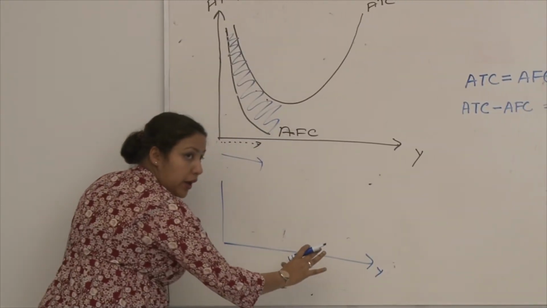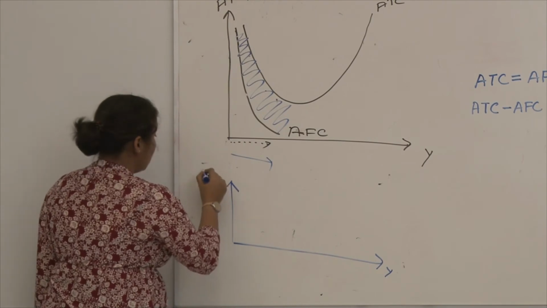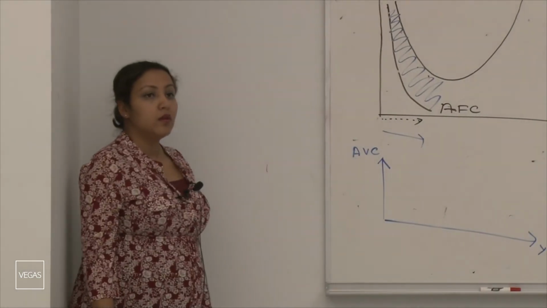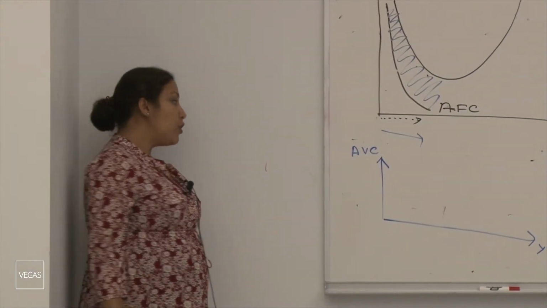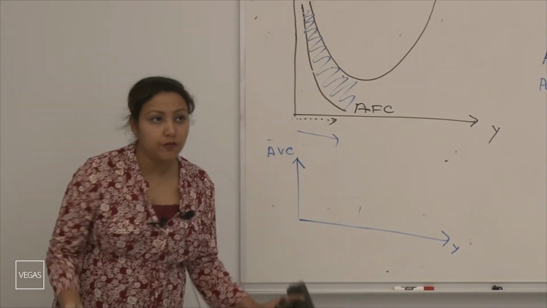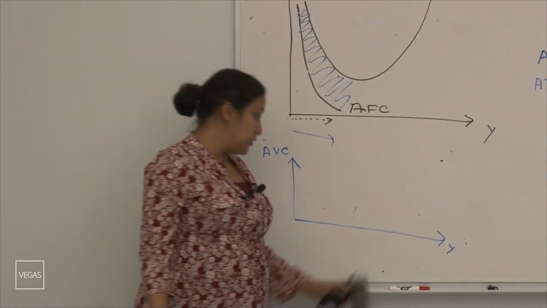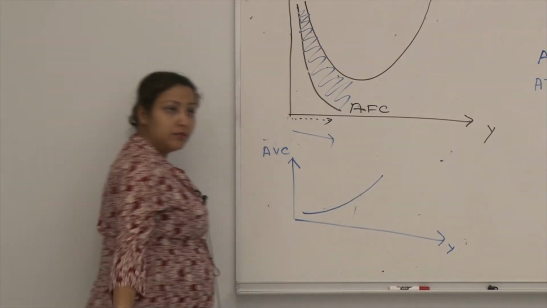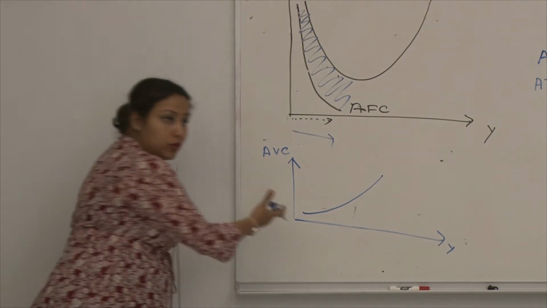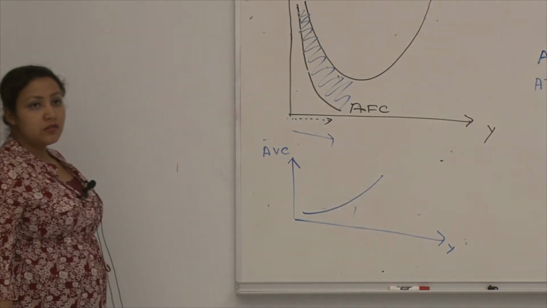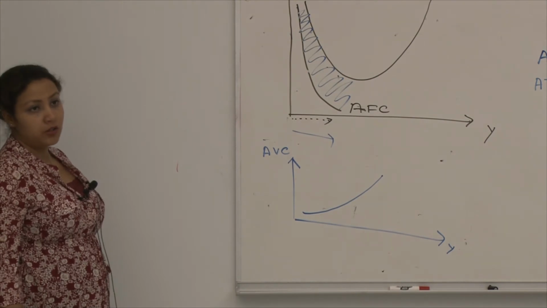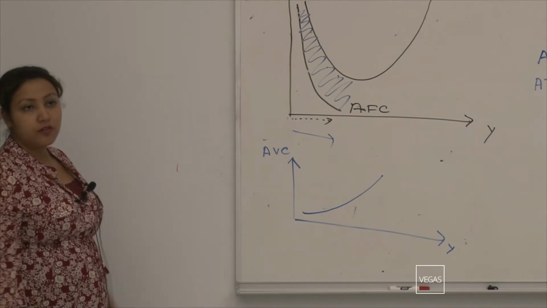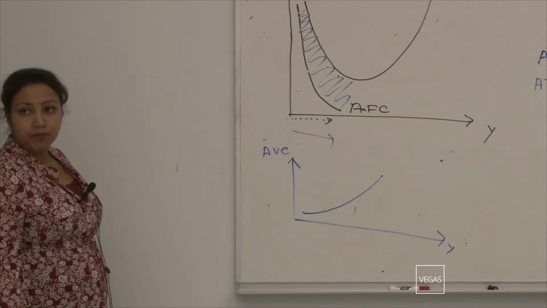You don't have to draw the blue diagram, the one that I am drawing, but I just want to show you something. If I only wanted to plot AVC on the y-axis as y increases, then AVC would look like that, isn't it? As you produce more output, your average variable cost increases because you have a diminishing marginal productivity of labor. So you are bringing in less and less productive workers. So your cost of hiring is effectively increasing.